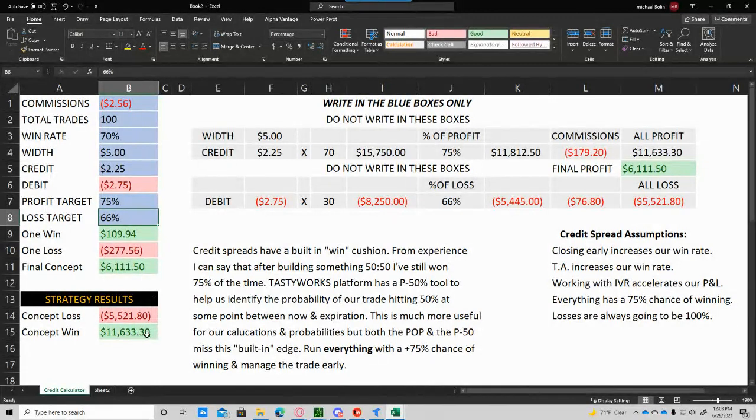That would be 11,500 in profits, I'm rounding, and 5,500 in losses, which would overall give me an average win on the year, right? So just simple math, just running the same trade 100 times and saying, well, if I won 70% after commissions and everything else, this would be my profit.